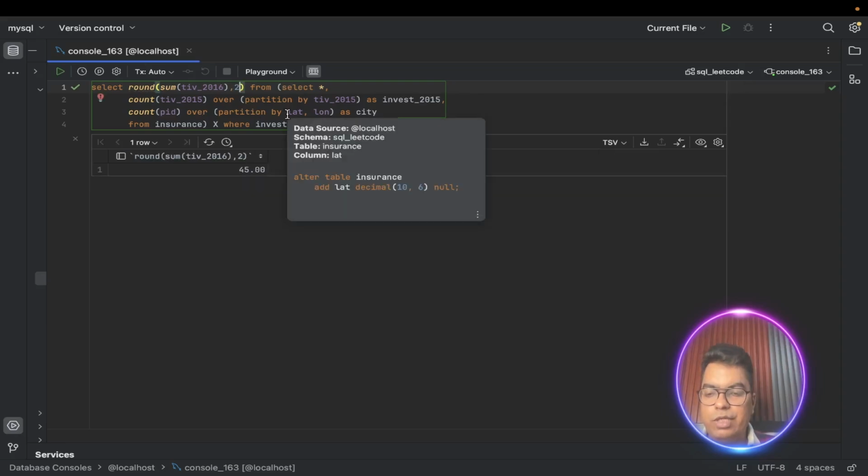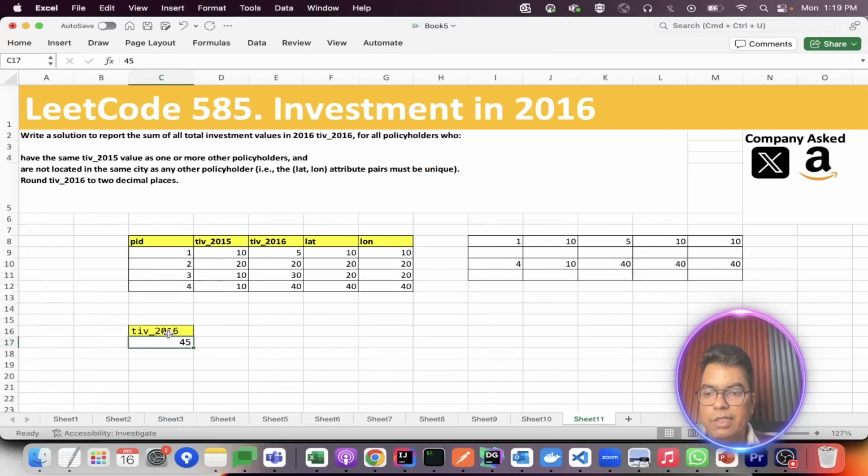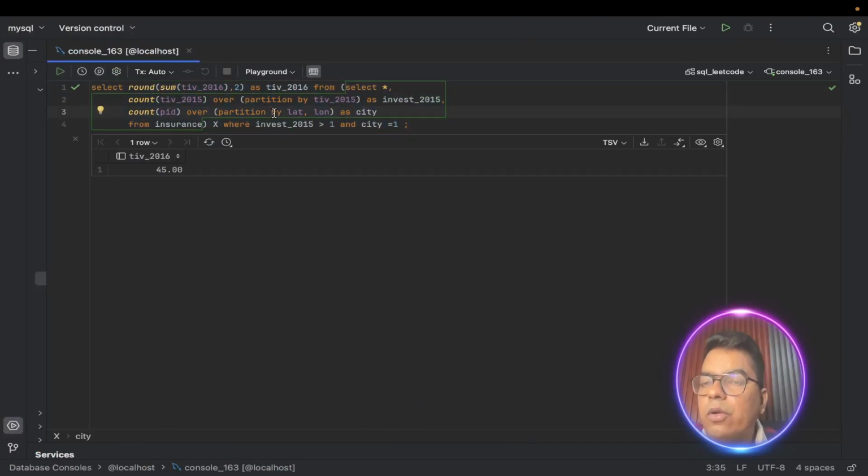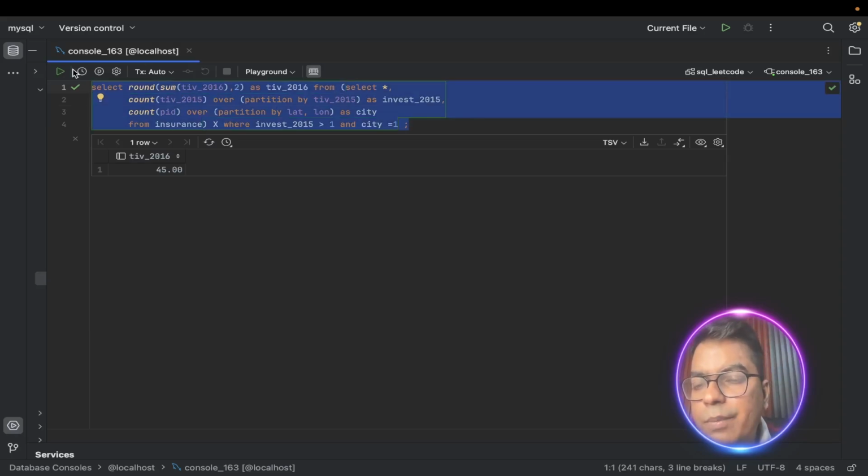And what we need to return? TIV 2016. Let me just copy this as 2016. Hope you got the clarity on both these window functions as well, which is quite easy if you have understood the problem statement. Let me go to LeetCode and try to submit my solution.